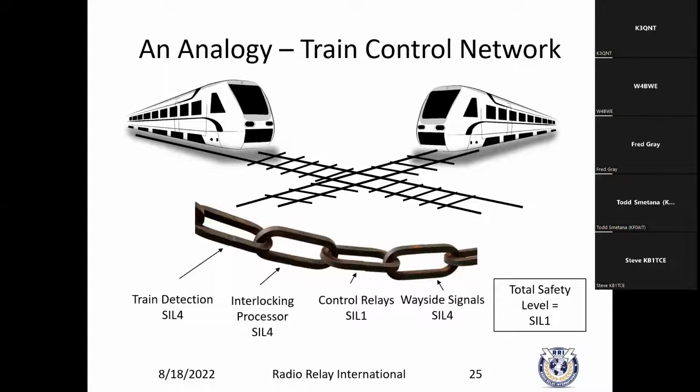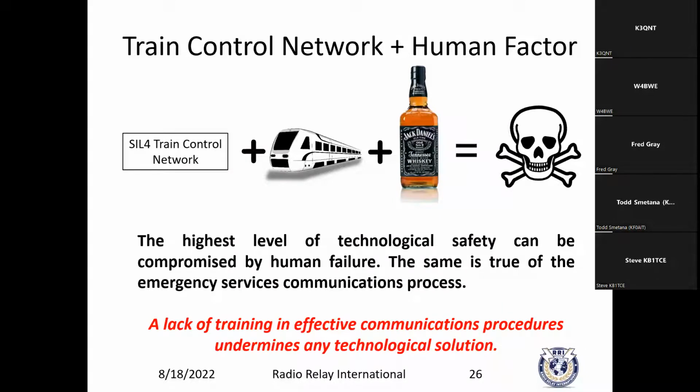Okay, and what we're looking for is that weak link in the communications chain, right? And there are weak links everywhere. You know, going back to our train control network analogy, I can design a very high level, very safe, redundant, vital, fail safe train control network. I can train engineers well. But if the engineer decides to get drunk and do something stupid, I still have disaster on my hands, right?